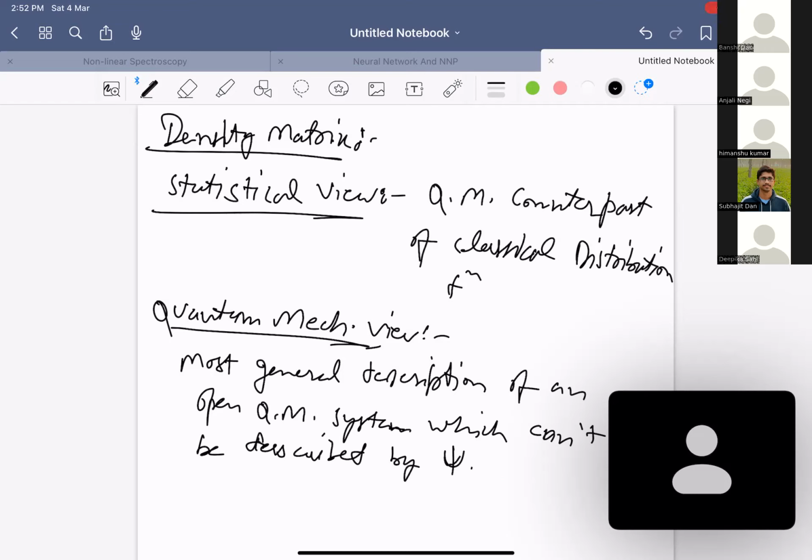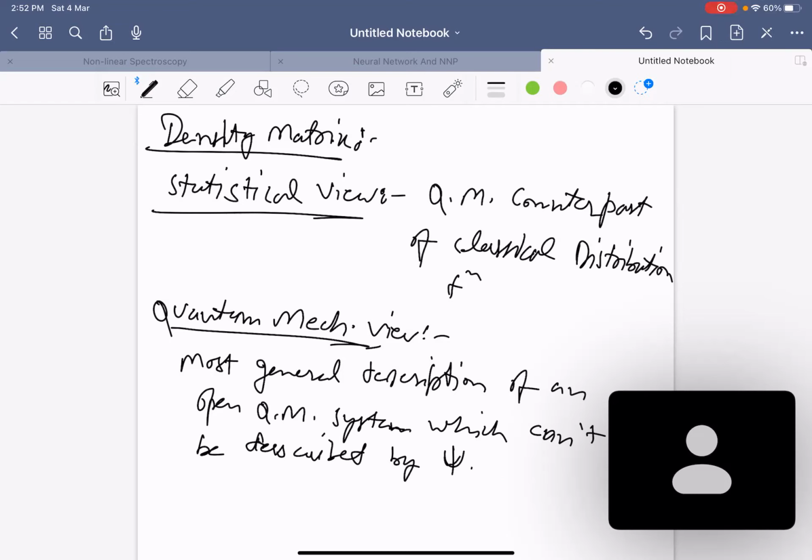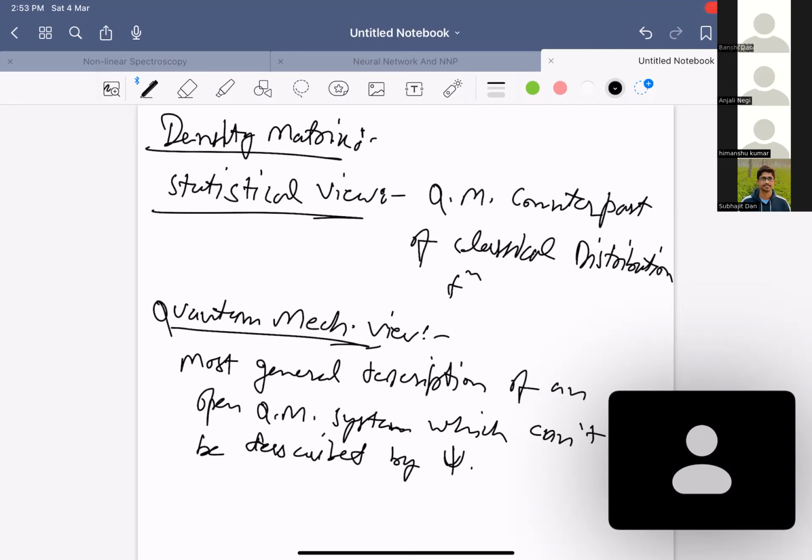Ravi: I could not understand what the meaning of the statistical view is, like the quantum mechanical counterpart of the classical distribution function.